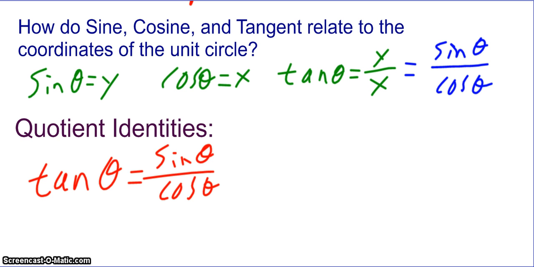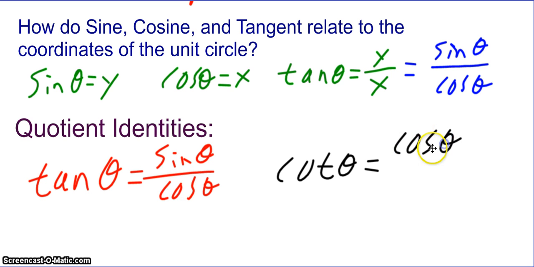And then the other one has to do with the reciprocal. What's the reciprocal of tangent? It's cotangent. So the cotangent of theta is the reciprocal, which is cosine of theta over sine of theta. So if we know one of these and we understand their reciprocals, then we know the other.